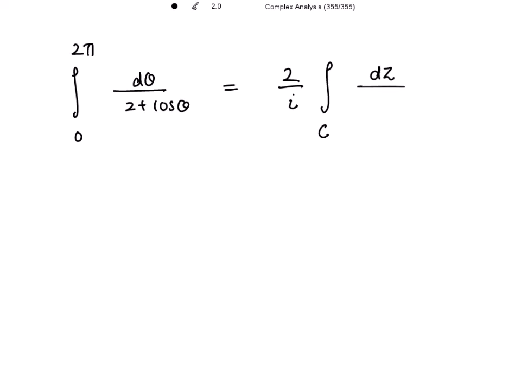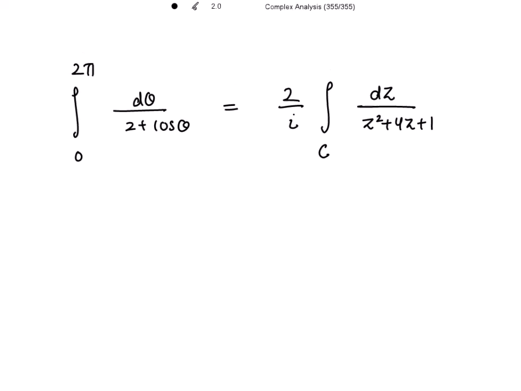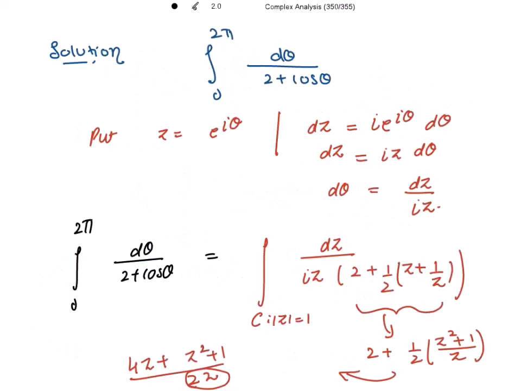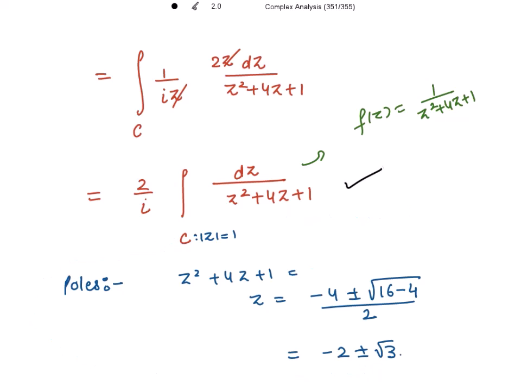The integral from 0 to 2 pi d theta divided by 2 plus cos theta, right? So we have written this integral to be equal to 2 divided by iota into the integration over the circle C dz divided by z square plus 4z plus 1. Please note that when we have substituted z equal to e to the power iota theta over here, this integral is changed into this integral, and this integral is multiplied with 2 divided by iota also, right?